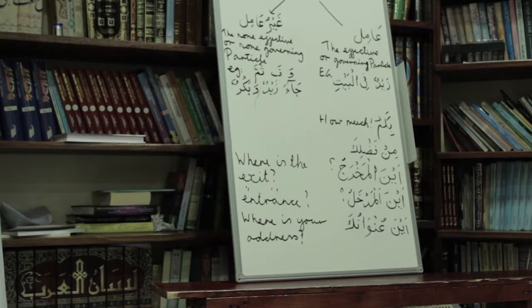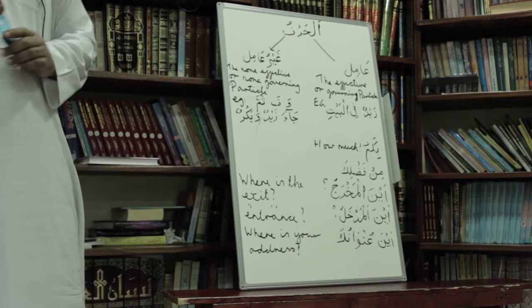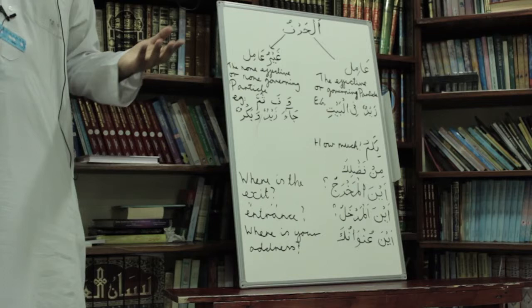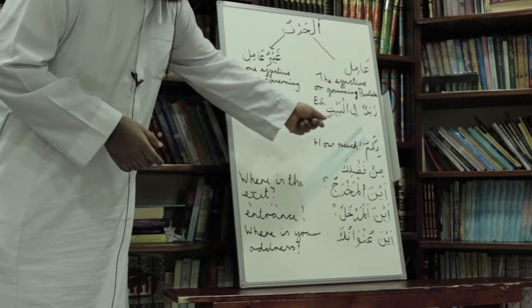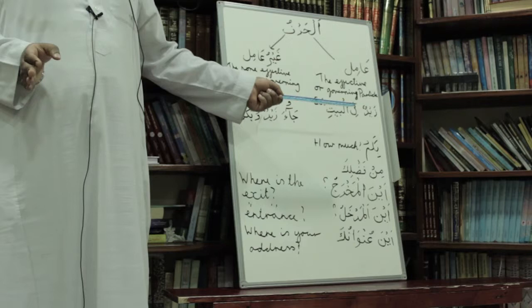So the effective or governing particle means it has an effect on the word that comes after it. What does that mean? Effective governing particle means a particle which has an effect on the word that comes after it. So, example here, fi. Fi is a particle. Zaidun fil bayti. Now, as you can see, al-bayt, does anyone know what al-bayt means? House. Very good. So al-bayt means house.